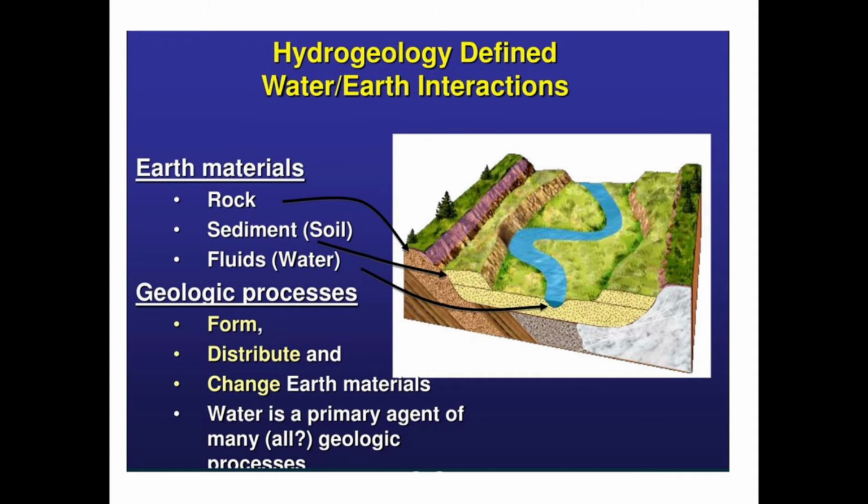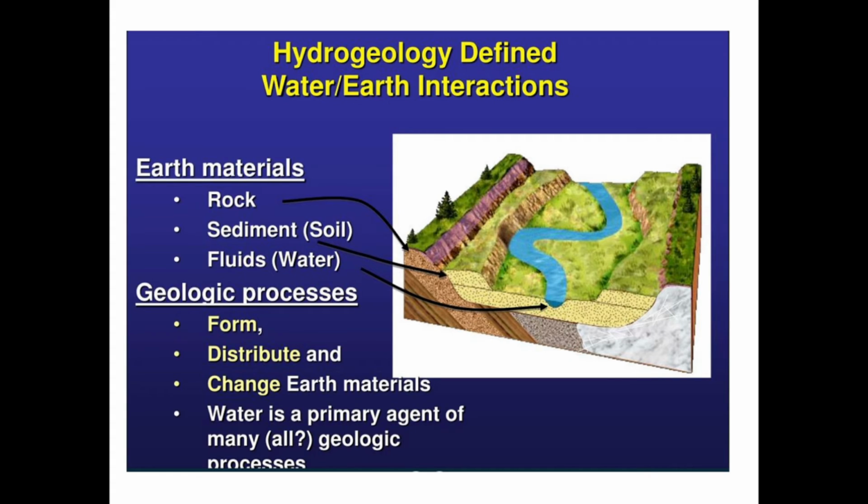How can you define the hydrogeology with respect to the water and earth relation or interactions? So you can see in this diagram, we have the rocks, the soil, that is the sediments, and the fluids, that is water, that is earth materials. We know earth is composed of different materials, and we generally classify these materials as rocks, sediments, and fluids. And what are the different geological processes which these materials go through? That is the formation, the distribution, and the change of earth materials.